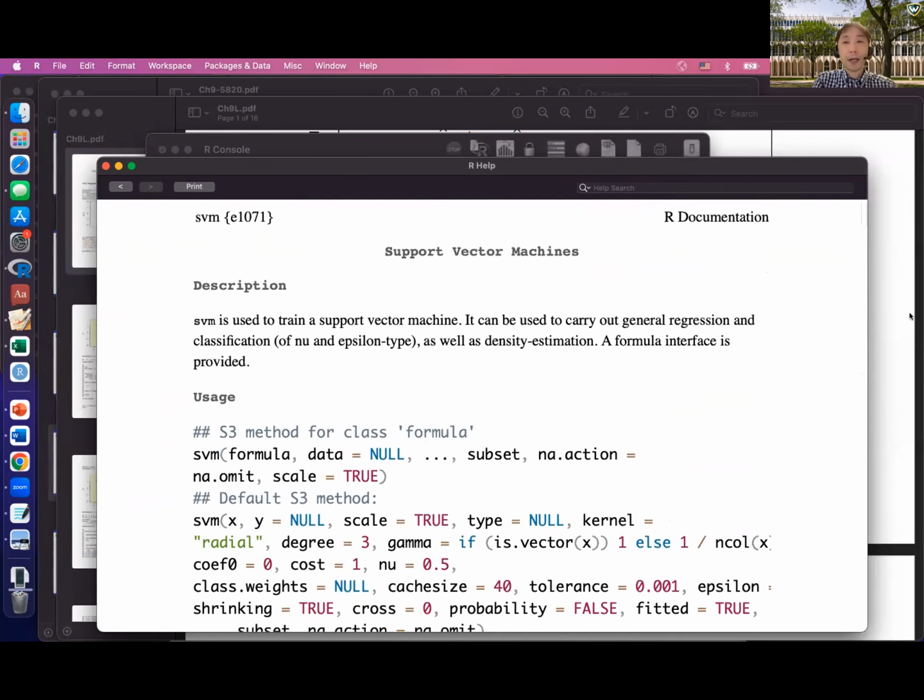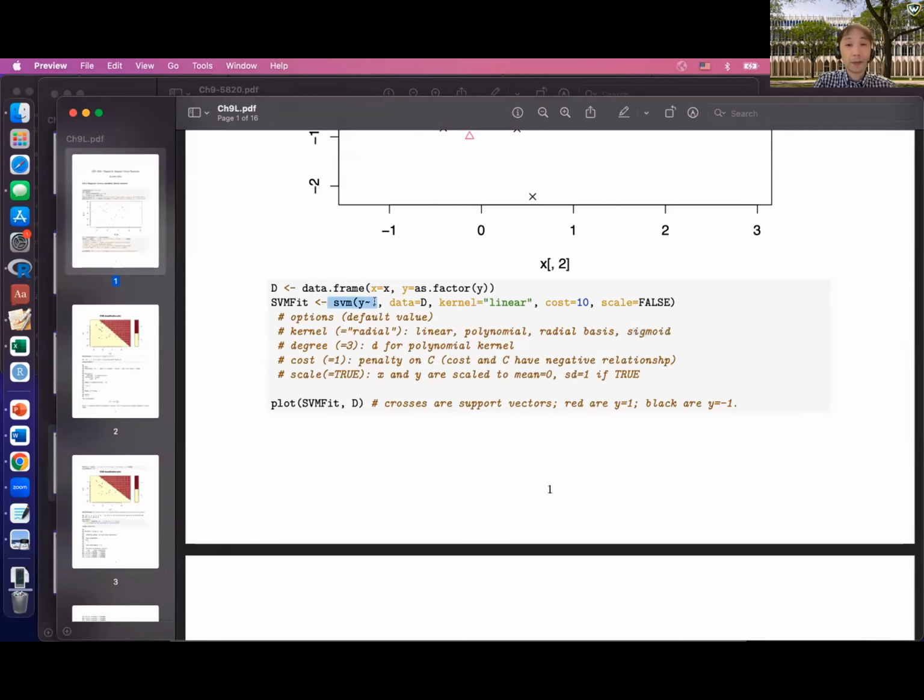So this is SVM. You can use SVM, and here we use a linear kernel. With the linear kernel, the boundary is linear anyway, so the cost function does not matter much. Depending on cost, the C is determined and the margin M is determined. But regardless of the margin, the boundary is linear. So it doesn't make much difference.